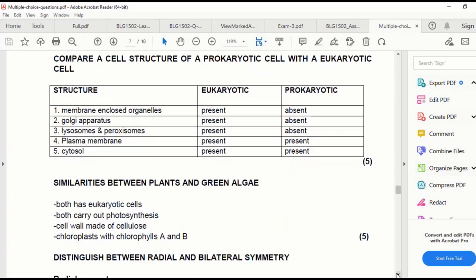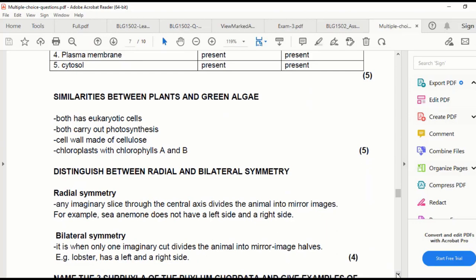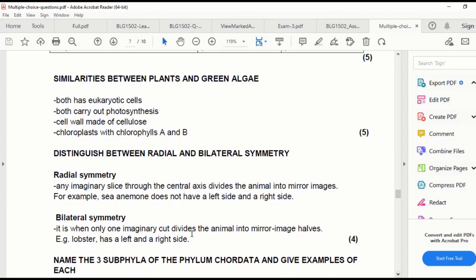Distinguish between radial and bilateral symmetry. We talked about this in our early sessions. Radial symmetry: any imaginary slice through the central axis divides the animal into mirror images, for example sea animals. Even last week there was a question like this, which does not have a left or a right side. Bilateral symmetry has only one imaginary cut that divides the animal into mirror image halves. For example, a lobster has a left and a right side, divided into halves. The answer here carries four marks.